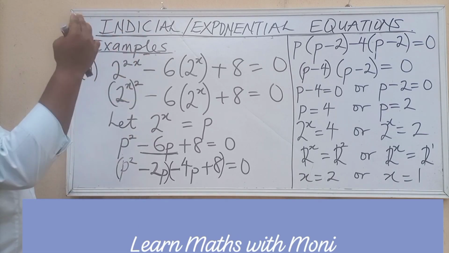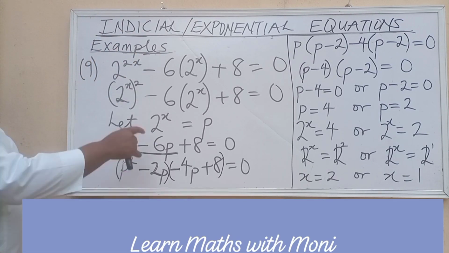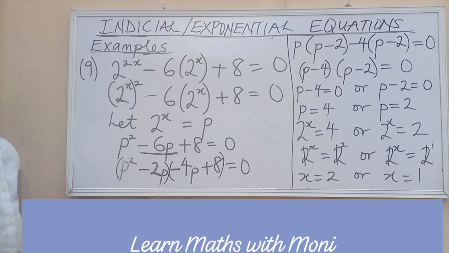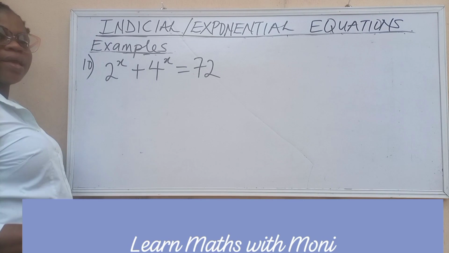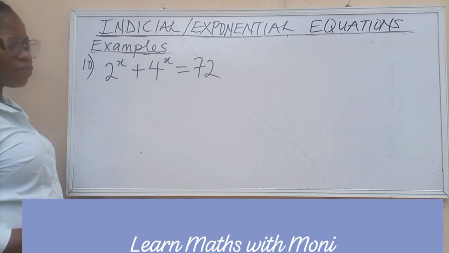You can work it backward and find out that it is actually correct. 2 raised to power x plus 4 raised to power x equals to 72.